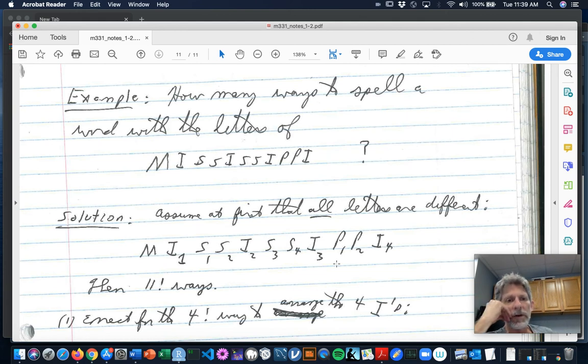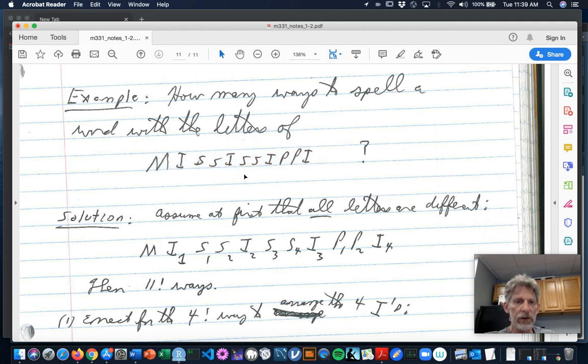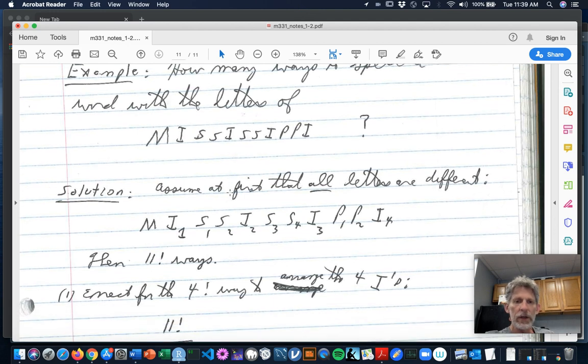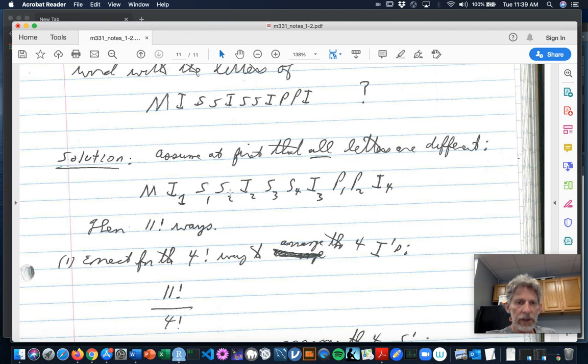Oh, let's see, another little interesting problem. How many ways are there to spell a word with the letters of Mississippi? Now, this is a lot harder than how many ways to spell a word with the letters of Iowa, I-O-W-A, because in that case, all 4 letters, I, O, W, and A, were different. But here, in the letters of Mississippi, there are 4 I's that are the same, and there are 4 S's that are the same, and there are 2 P's that are the same. So how do we solve this problem? We can't just say that it's going to be 11 factorial, just 11 letters there.